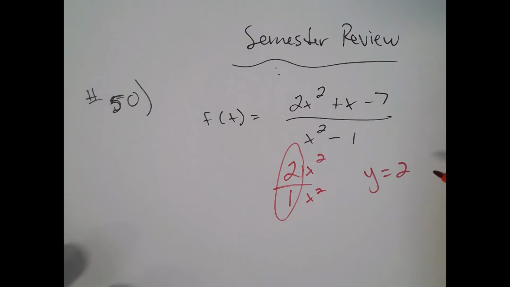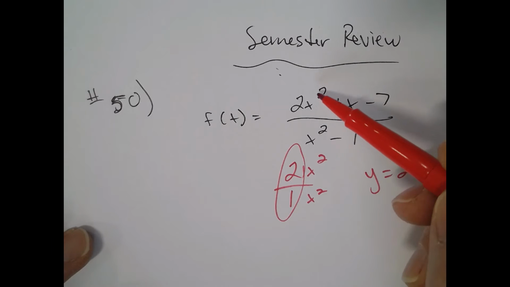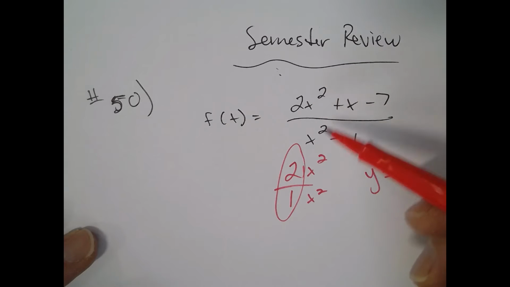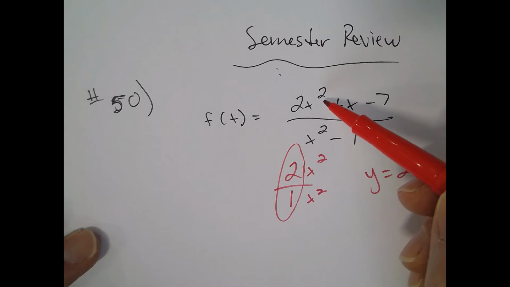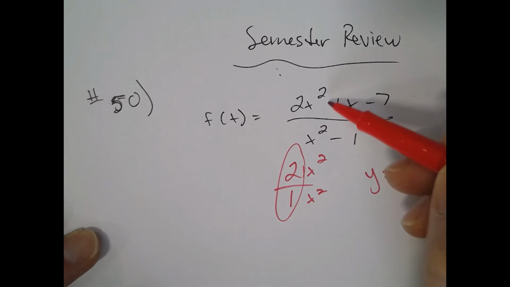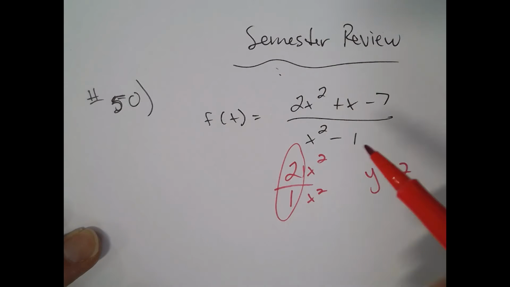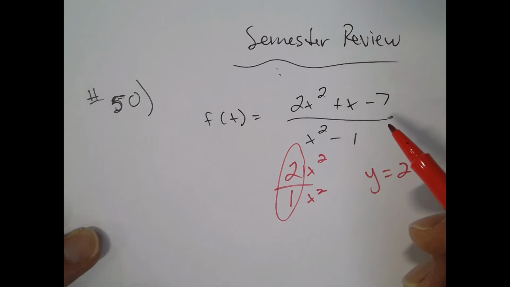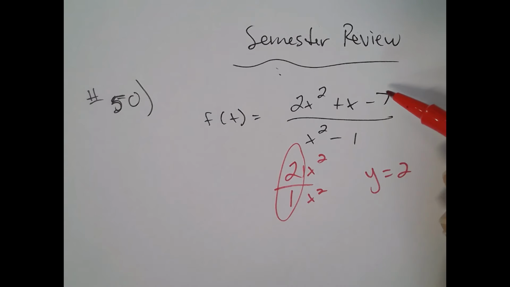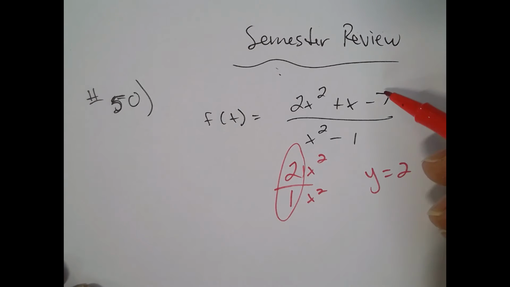If we had a higher degree term on top, that would be more dominant than the one on the bottom. If it's higher degree on top, then the limit would become infinity because the bigger one's on top. If the bigger degree was on the bottom, then the limit as x goes to infinity would be 0, and it would have a horizontal asymptote of y equals 0. But you can't have a horizontal asymptote if the expression on top is of greater degree than the bottom. So we have y equals 2.